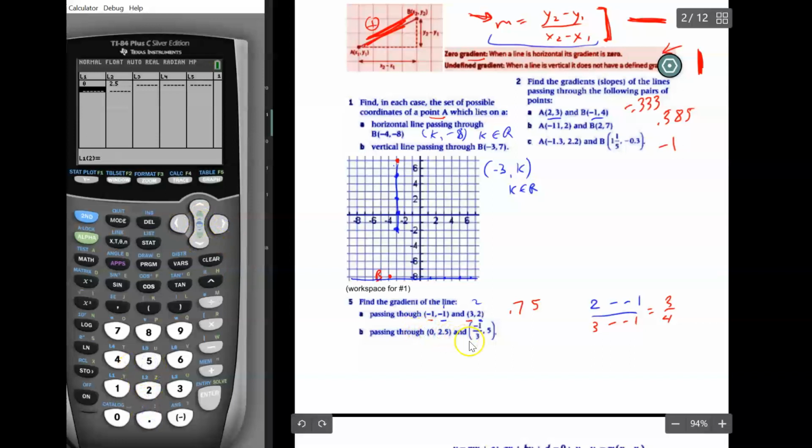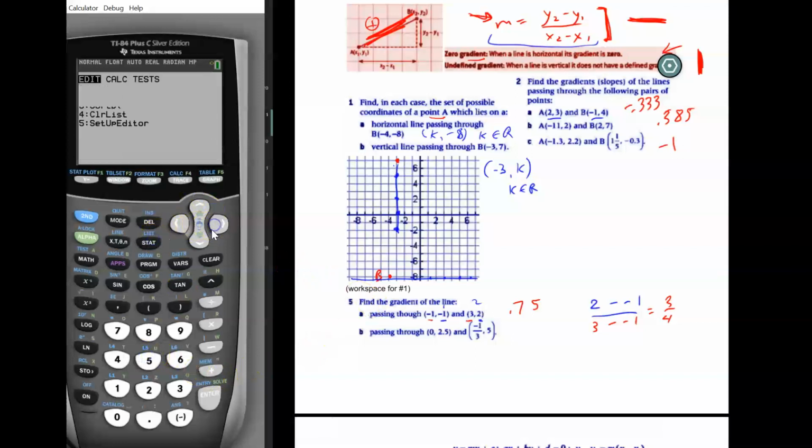The virtual calculator, it's easier for the thing to miss a button, click. -1/3, so I put -1 divided by 3. And that already calculates it, and I put 5 for the y value. All right, and then I do stat calc, option 4, and then L1, L2, of course.